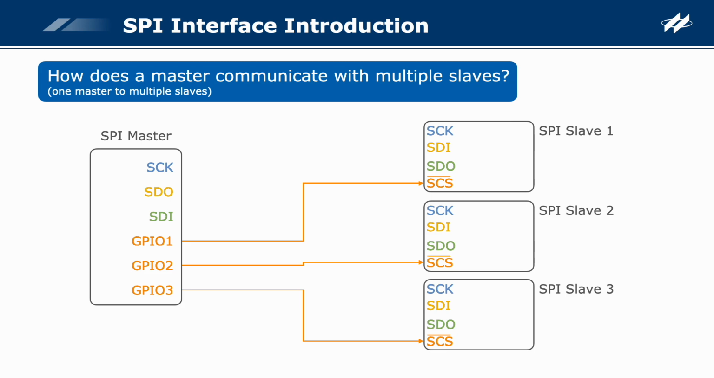The slave chip select pin is low active, so when the master GPIO1 outputs low, GPIO2 and 3 output high, the master communicates with slave 1. When GPIO2 outputs low, the master communicates with slave 2. And so on.